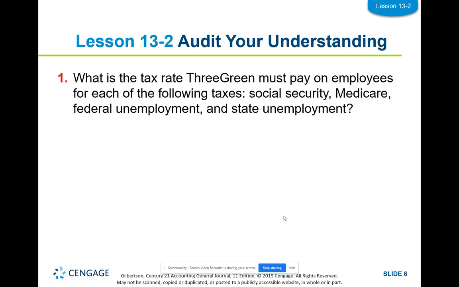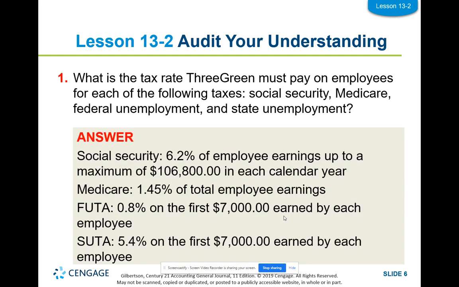Okay, so let's look at the audit your understanding questions. What is the tax rate that 3 Green must pay on employees for each of the following taxes? Social Security, Medicare, federal unemployment, and state unemployment. Okay, Social Security is going to be 6.2% of what the employee earns, up to a maximum of $106,800 each calendar year. Medicare is 1.5% of those earnings. The FUTA tax, or the federal unemployment tax, is going to be 0.8% on the first $7,000. And SUTA is going to be 5.4% on the first $7,000.